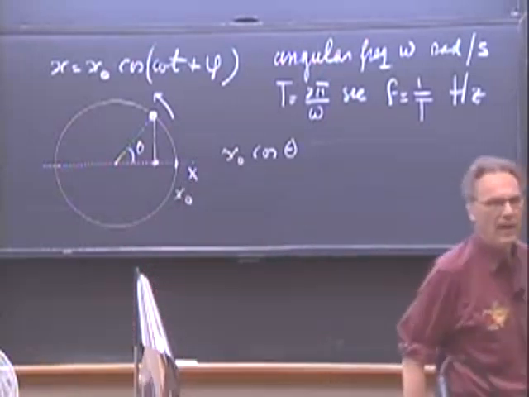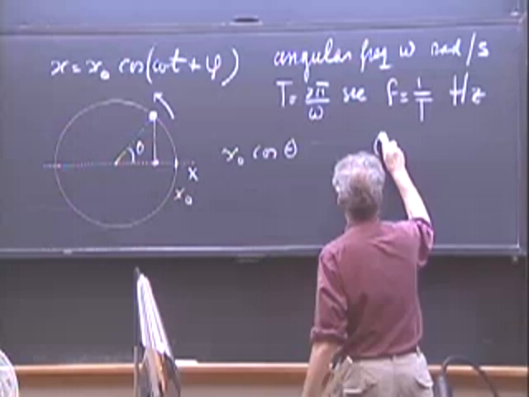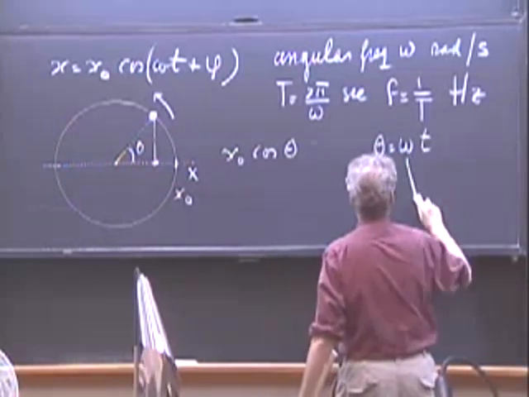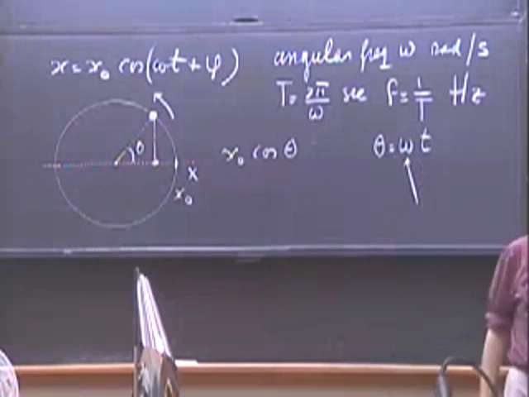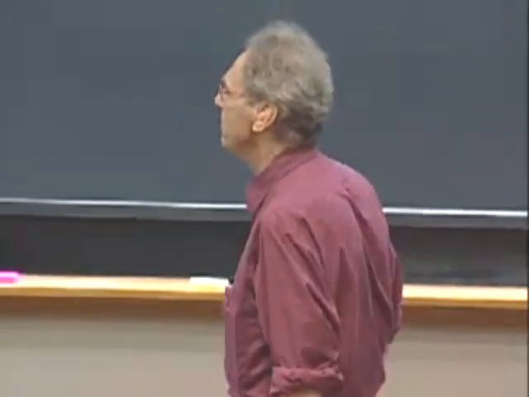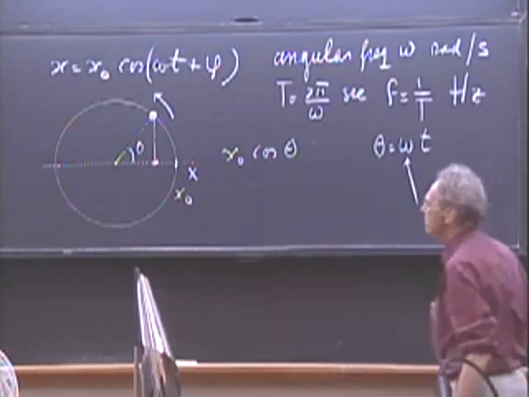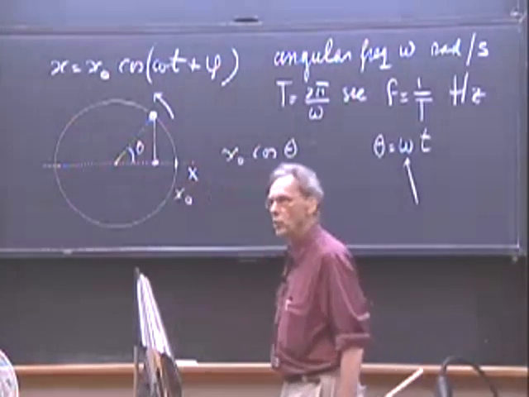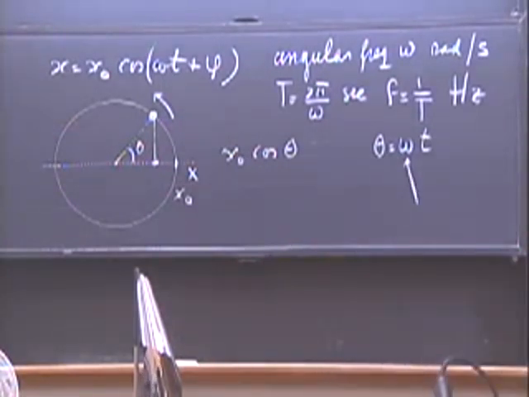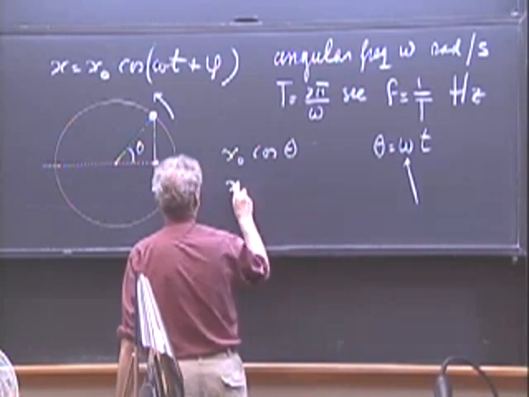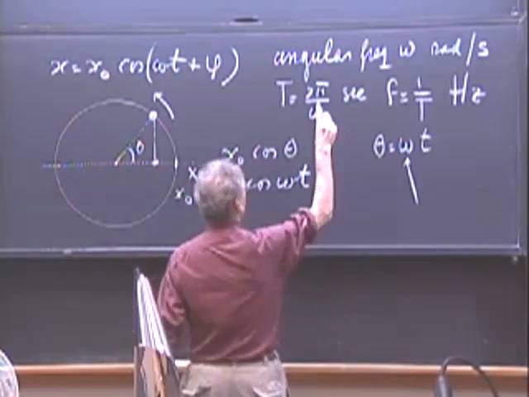And if I make theta a function of time, theta equals omega t, this omega is what we call not angular frequency, but we call it angular velocity. It's very awkward in physics that we have the same symbol for angular velocity and for angular frequency. In this case, they happen to be the same numerically because it's a uniform circular motion. That's an accident. So now you see that x becomes x0 cosine omega t because the two are the same.